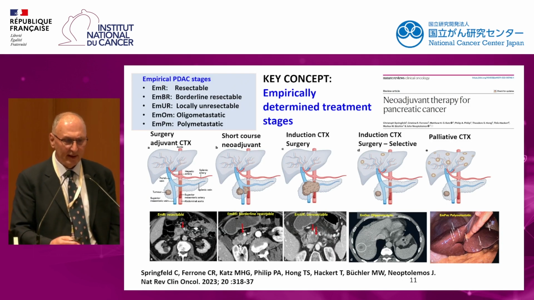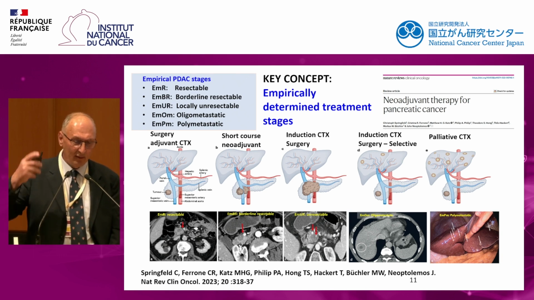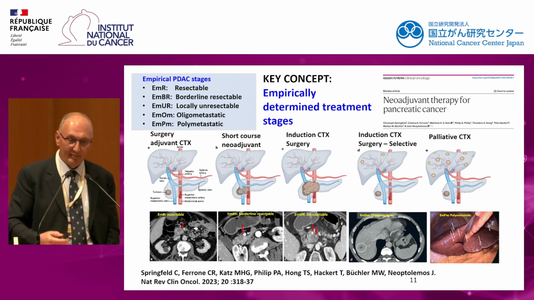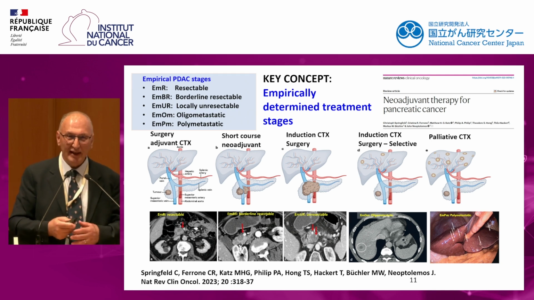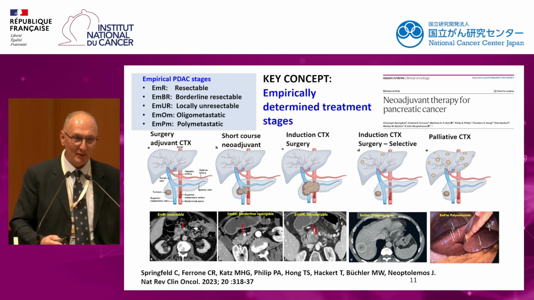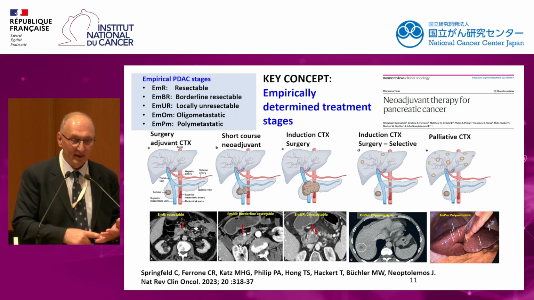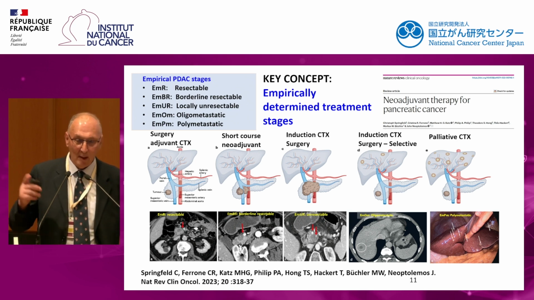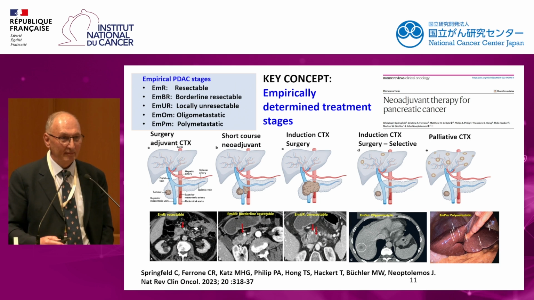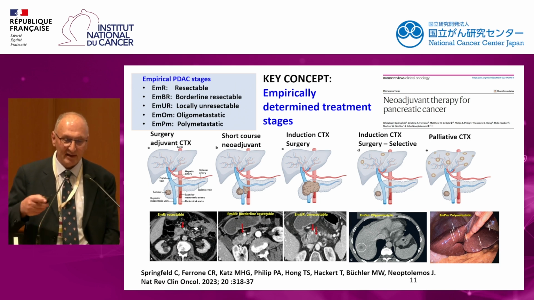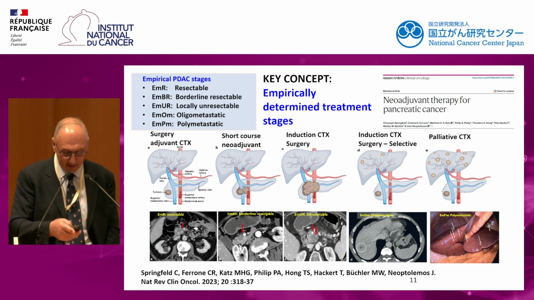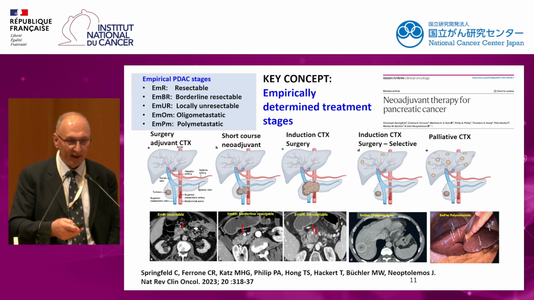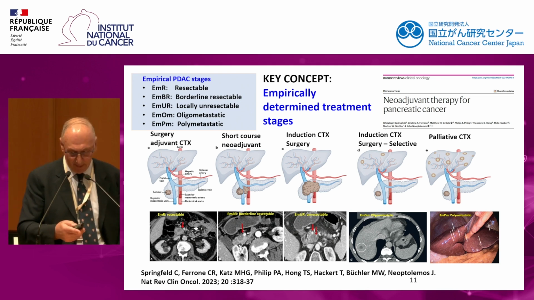And the other thing that has sort of changed our thinking, Raoul mentioned epistemological change. We've stopped thinking along TNM, which is a reductionist approach, to an empirical approach, which is: is it resectable? Is it borderline resectable? Is it locally unresectable? Oligometastatic, polymetastatic? This isn't TNM, but it's what is going on at the moment. And curiously enough, it does actually reflect more in terms of what we do, and almost certainly is closer to the true biology of the cancer than we had previously imagined. And what you do in these kinds of situations changes: adjuvant versus neoadjuvant versus induction versus selective induction versus palliative standard of care.